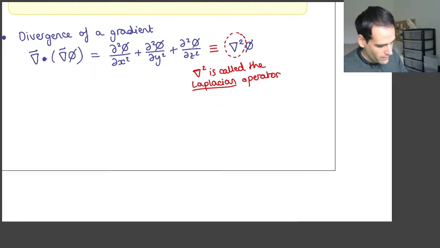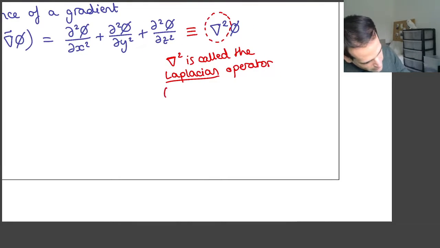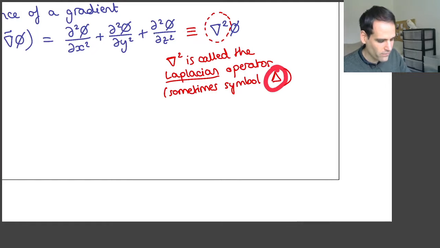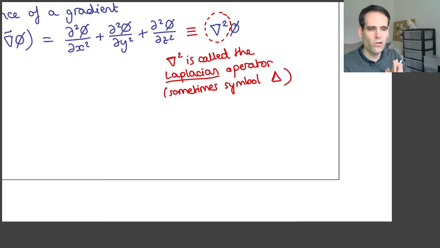Now to confuse things a little bit, some books and some articles in Wikipedia and so on sometimes use a symbol for the Laplacian, which is a triangle but inverted with respect to nabla, which I always find a bit confusing, and I prefer always using the nabla squared notation. But you might find this triangle, and this means the Laplacian operator, which means taking the second order partial derivatives with respect to x, y, and z and adding them all up. Okay?